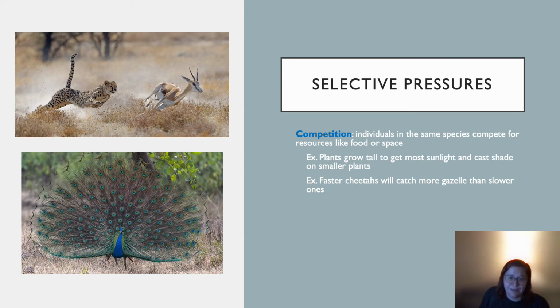So for example, plants might grow taller so that they have access to the most sunlight, and they will actually grow out and cast shade on the plants below them so that those plants don't grow too close and crowd out and steal their nutrients. Another example of competition is that cheetahs hunt individually, so the faster cheetahs are going to be able to catch more gazelle than the slower cheetahs.